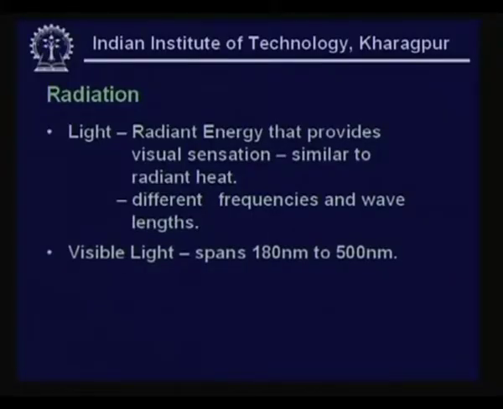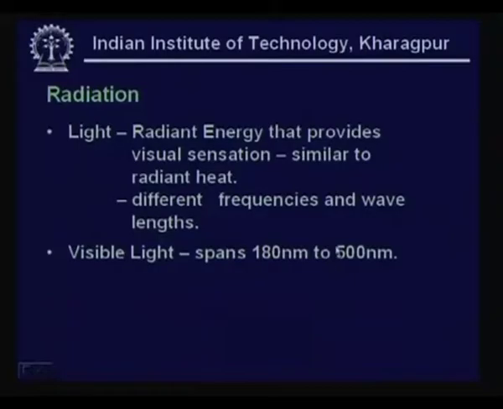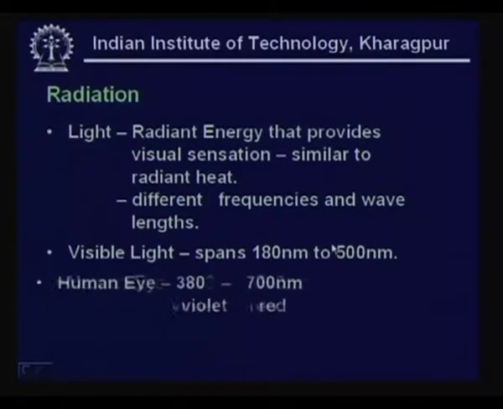Now, it must be mentioned here that visible light spans the wavelengths from 180 nanometers to about 1500 nanometers. There should be a small correction here: it has to be 1500 nanometers as against 500, which is mentioned in the slide.